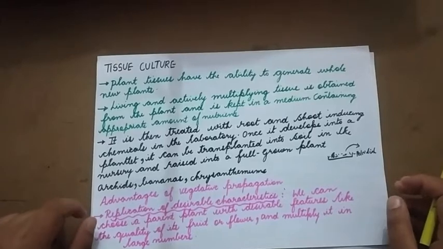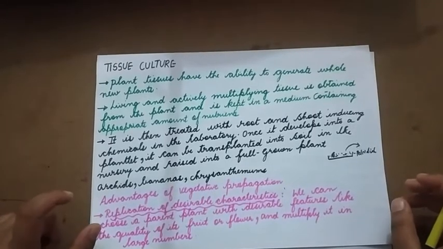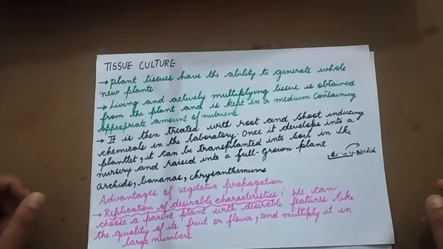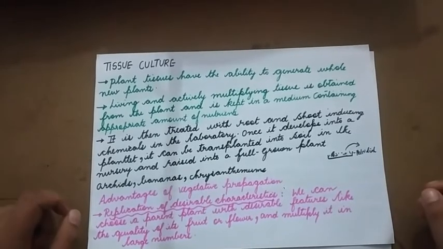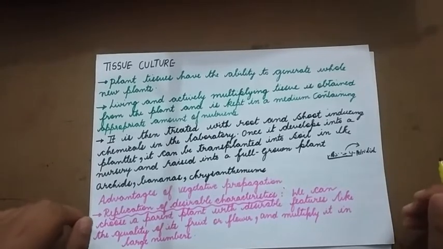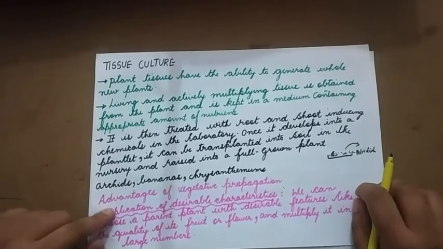See, here the parent plant which has the desirable characteristic of choice, might be that it is good in fruit production or flower production, we can multiply it by means of vegetative propagation.